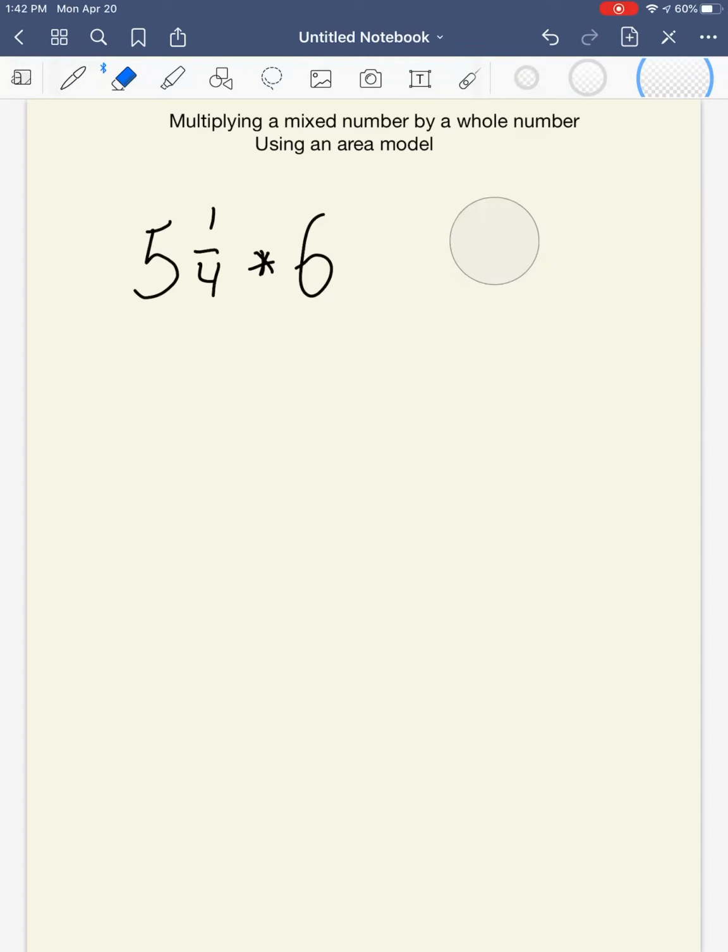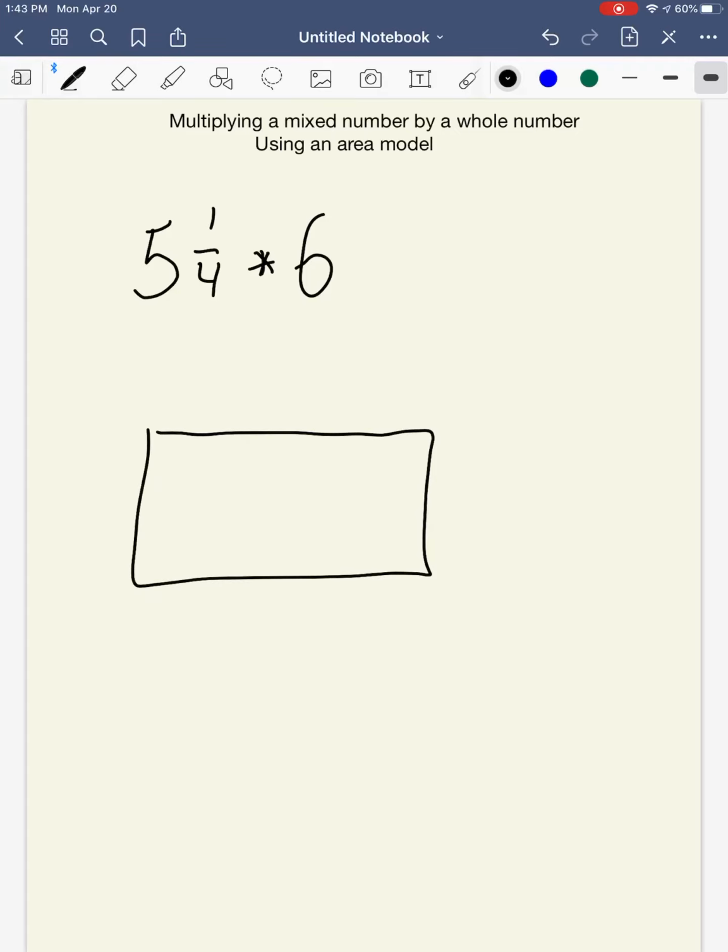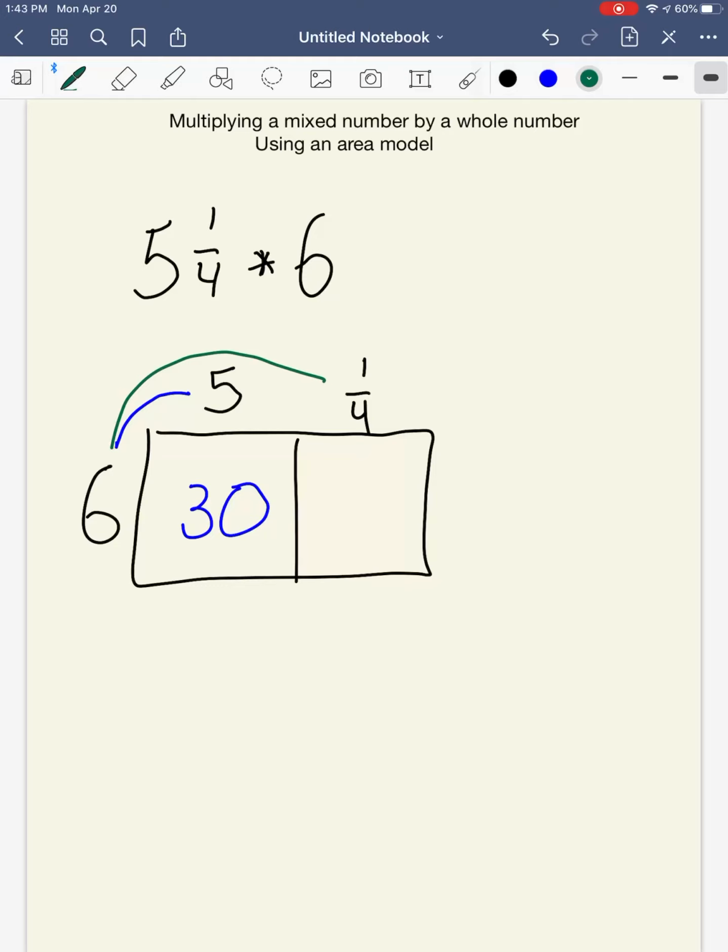Well, we're going to take that same idea, and we're just going to use it on a mixed number instead of a whole number. So let's look at this area model. So I'm going to have 5 here, and a 4th there, split into its parts, and 6 down the side. So now I'm just going to go through and multiply each part. So 6 times 5, well, that's not too bad. That's 30.